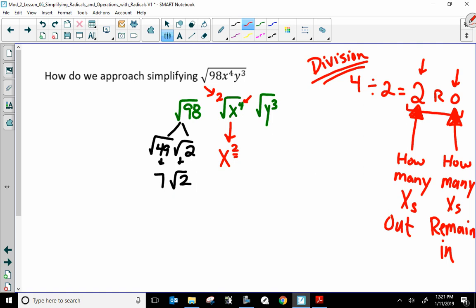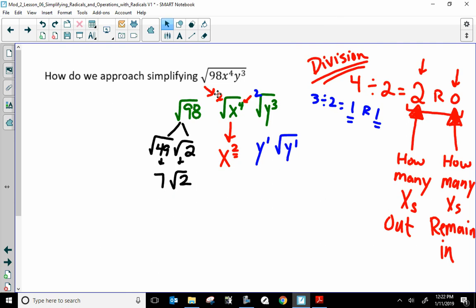Now, if you get good at this, you really don't need to set up this division or anything. You can do it quickly in your head. For example, square root of y cubed. 3 divided by 2, it goes into it once and has a remainder of 1. So 1 y comes out, and 1 y remains under the radical. Okay? So we have this whole board of numbers and radicals in front of us, and now it's just a point of just copying. So what I mean is the following.